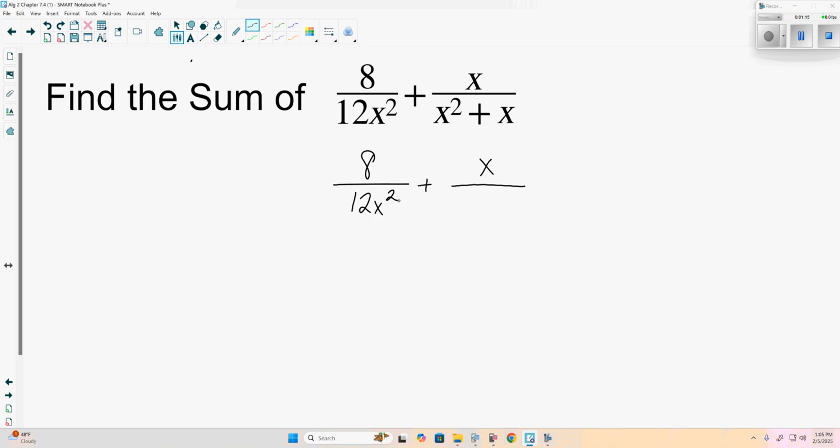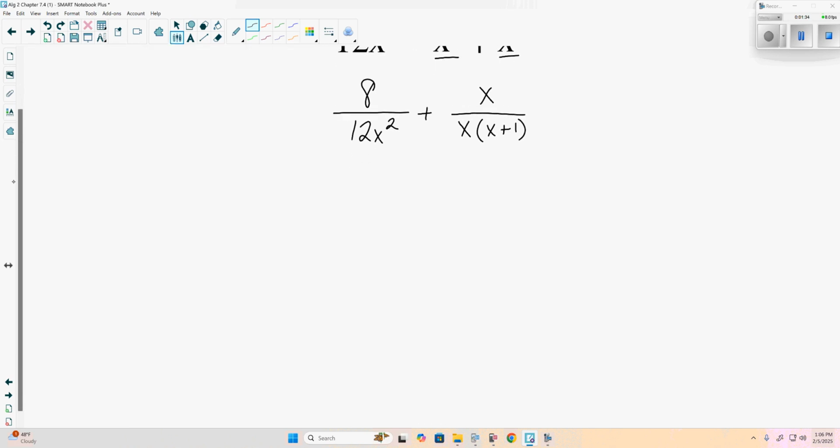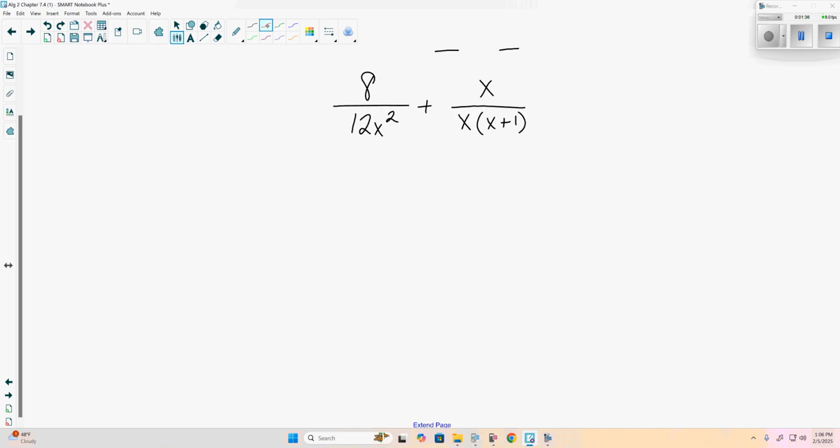Now, the 12x squared is as simplified as it gets. The x squared plus x has the greatest common factor of, well, x. And we can factor that x out of both terms. So it's going to take it from x squared to x and from x to 1. Whenever something factors out completely, it reduces to 1. Least common denominator.